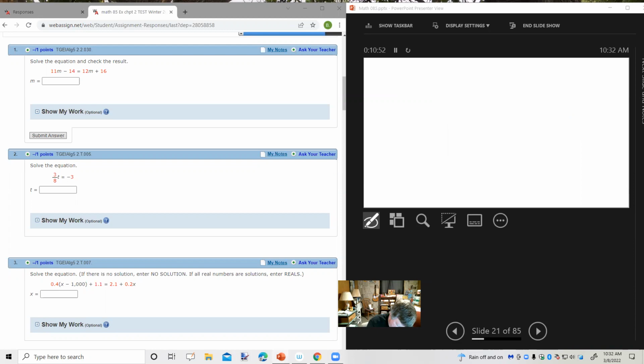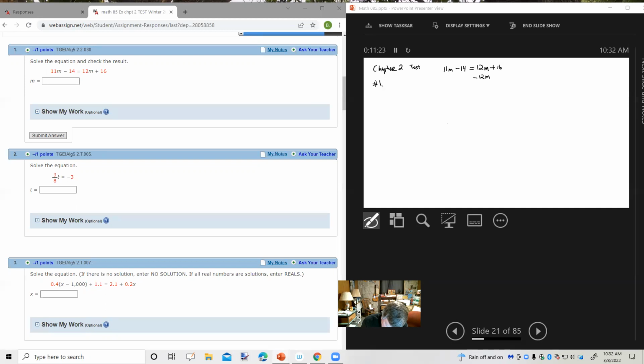So this is from Chapter 2 test, and this is problem number 1. It says, solve the equation and check the result. So we have 11m minus 14 equals 12m plus 16. This is a first degree equation. I want to isolate the variable. First of all, I want to isolate the variable term.